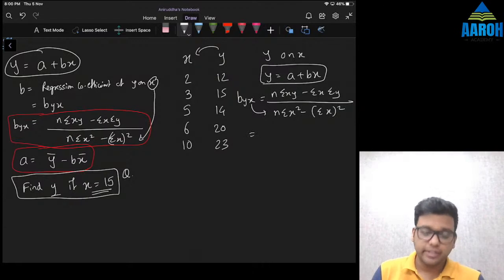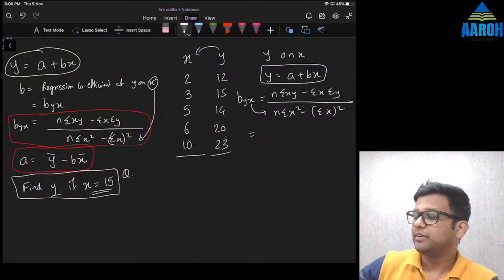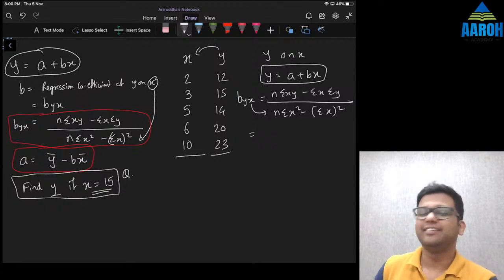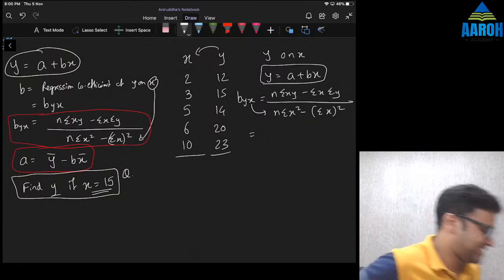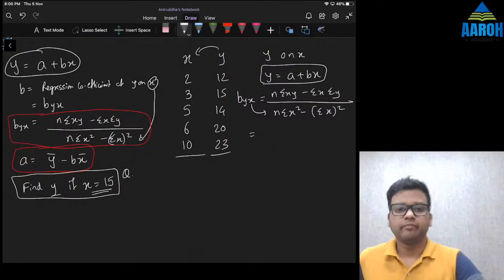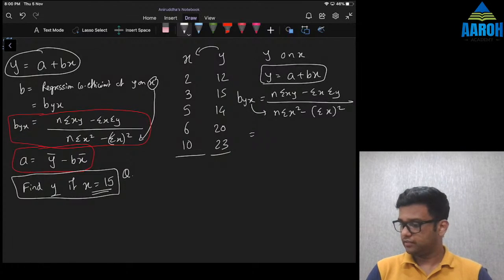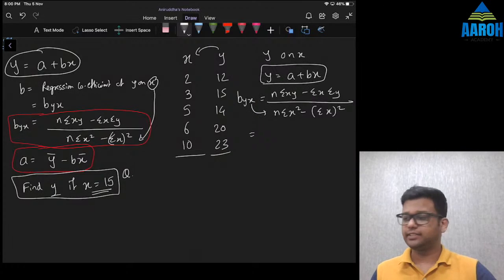Then can you try to calculate this? Find summation x and summation y first. Just a second, let me get a calculator. Till then, you calculate it. Summation x is 26.